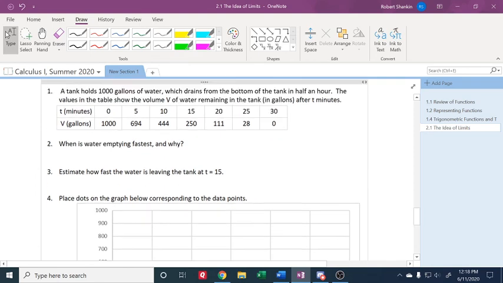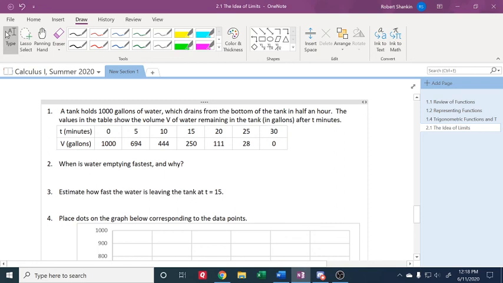All right. First question, number 2. When is water emptying the fastest and why? Discuss that briefly in your groups. I'm going to ask a group in a minute.